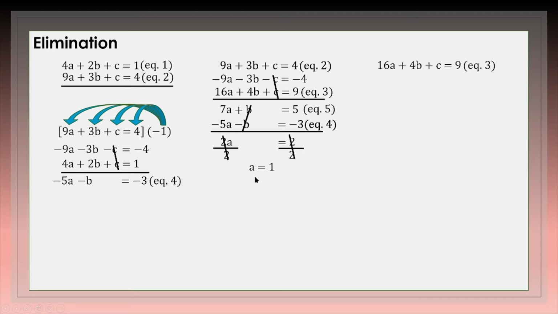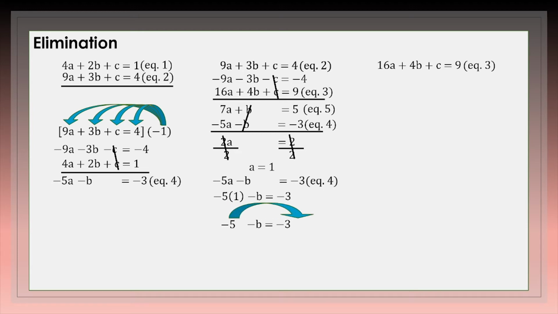So, hindi natin pwedeng isubstitute yung A sa equation number 1, 2, at number 3 kasi wala pang B at wala pang C. Okay? So, in this case, I use equation number 4. Sasubstitute ko siya sa equation number 4. So, negative 5 times the value of A, which is 1, minus B, equals to negative 3. So, multiply natin. Negative 5 times 1 is negative 5 minus B equals to negative 3.